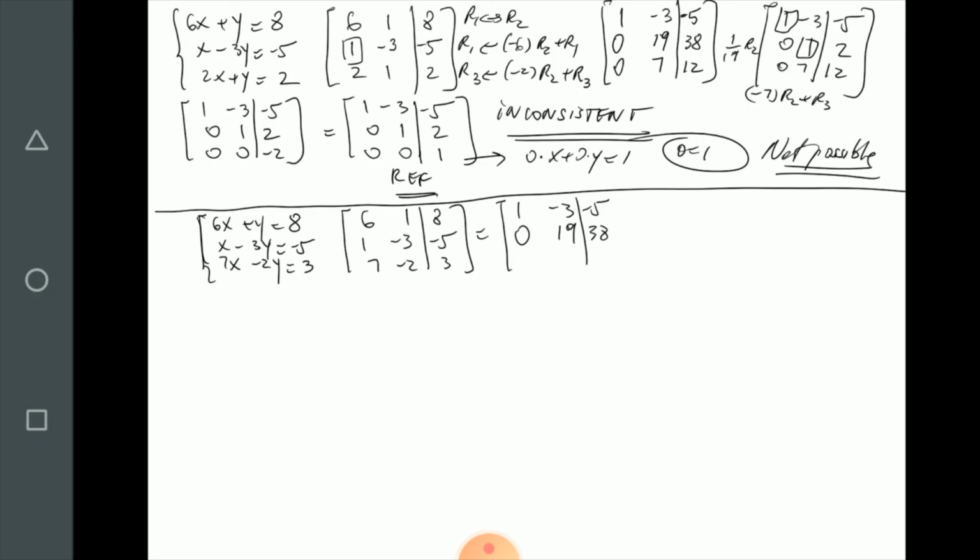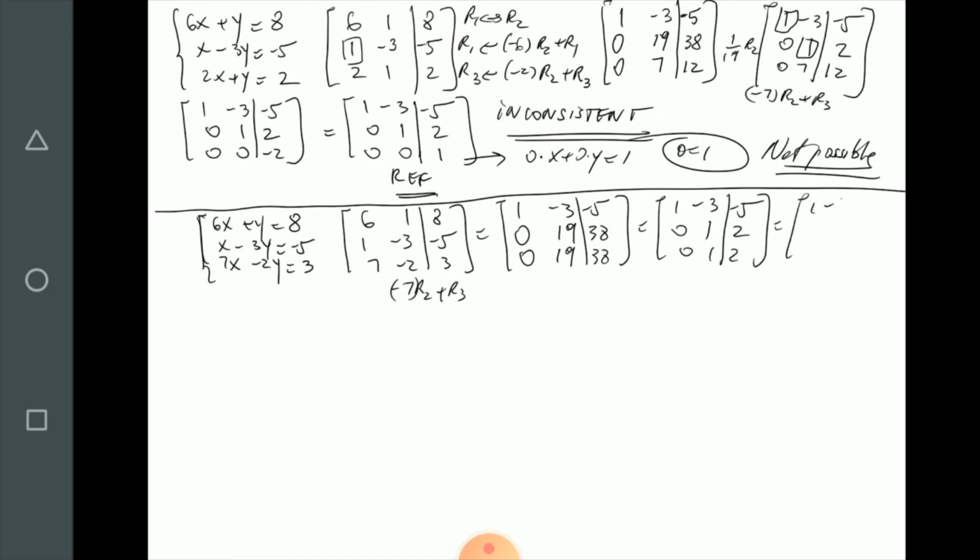So the last operation here is minus 7 times row 2 plus row 3. Minus 7 times minus 3, that's 21. 21 minus 2, that is 19. Minus 7 times 5, that's minus 35, plus 3 is 38. Notice already that the last two rows are the same. Divide by 19. Let's divide both of them by 19.